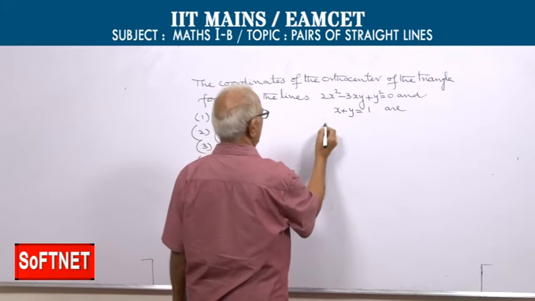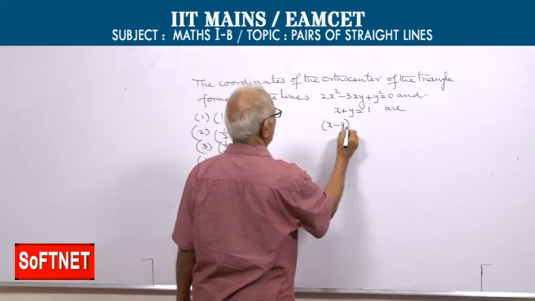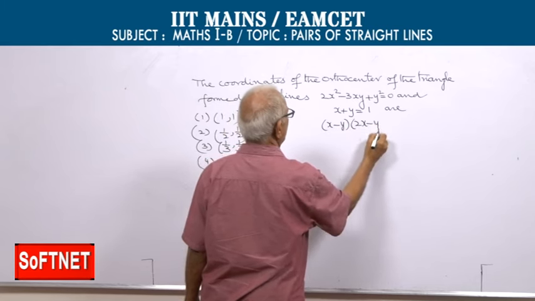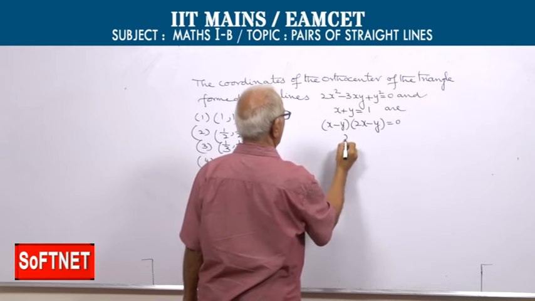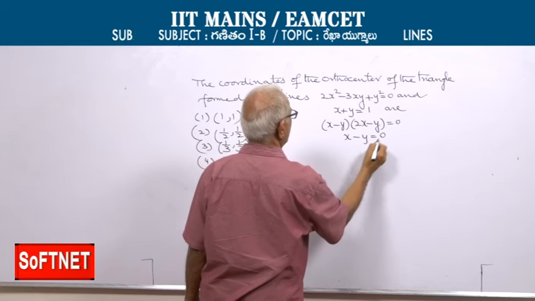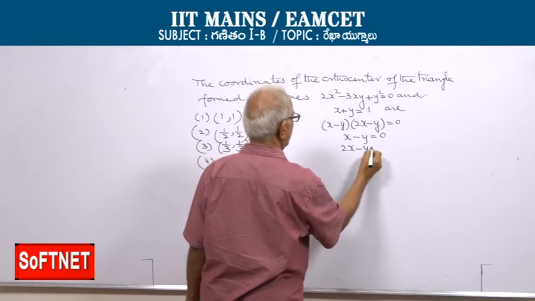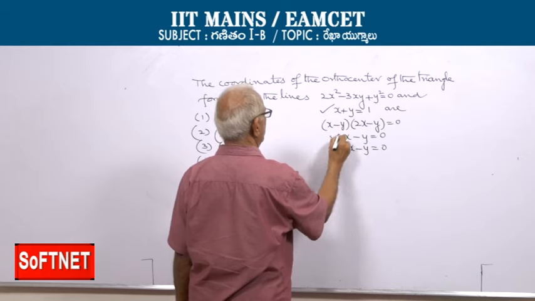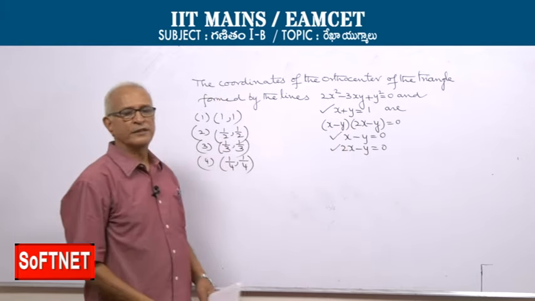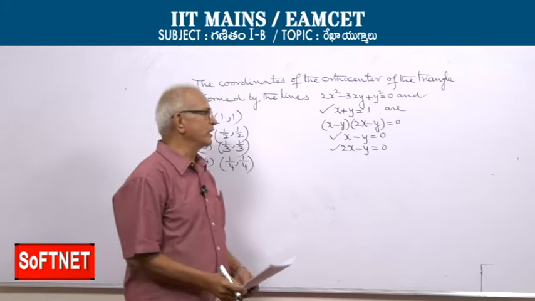-2xy minus xy కాబట్టి x minus y into 2x minus y equal to 0. సో x minus y equal to 0 ఒకటి, 2x minus y equal to 0 మూడో సైడ్ ఇది. సో 3 సైడ్స్ ఇవి 1 2 3. దీస్ ఆర్ ది 3 సైడ్స్ ఆఫ్ ది ట్రయాంగిల్. మన ట్రయాంగిల్ 3 సైడ్స్ ఇవి.